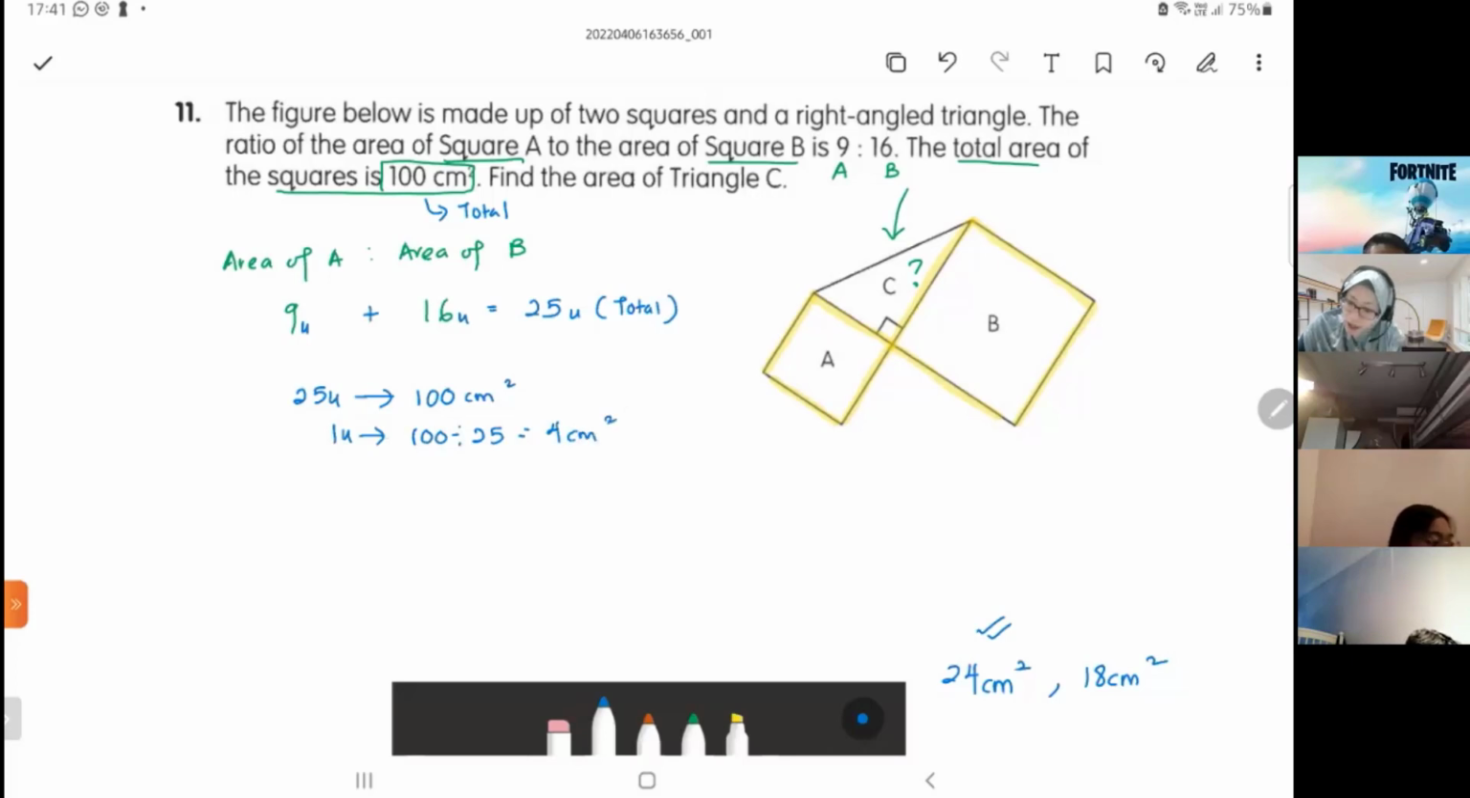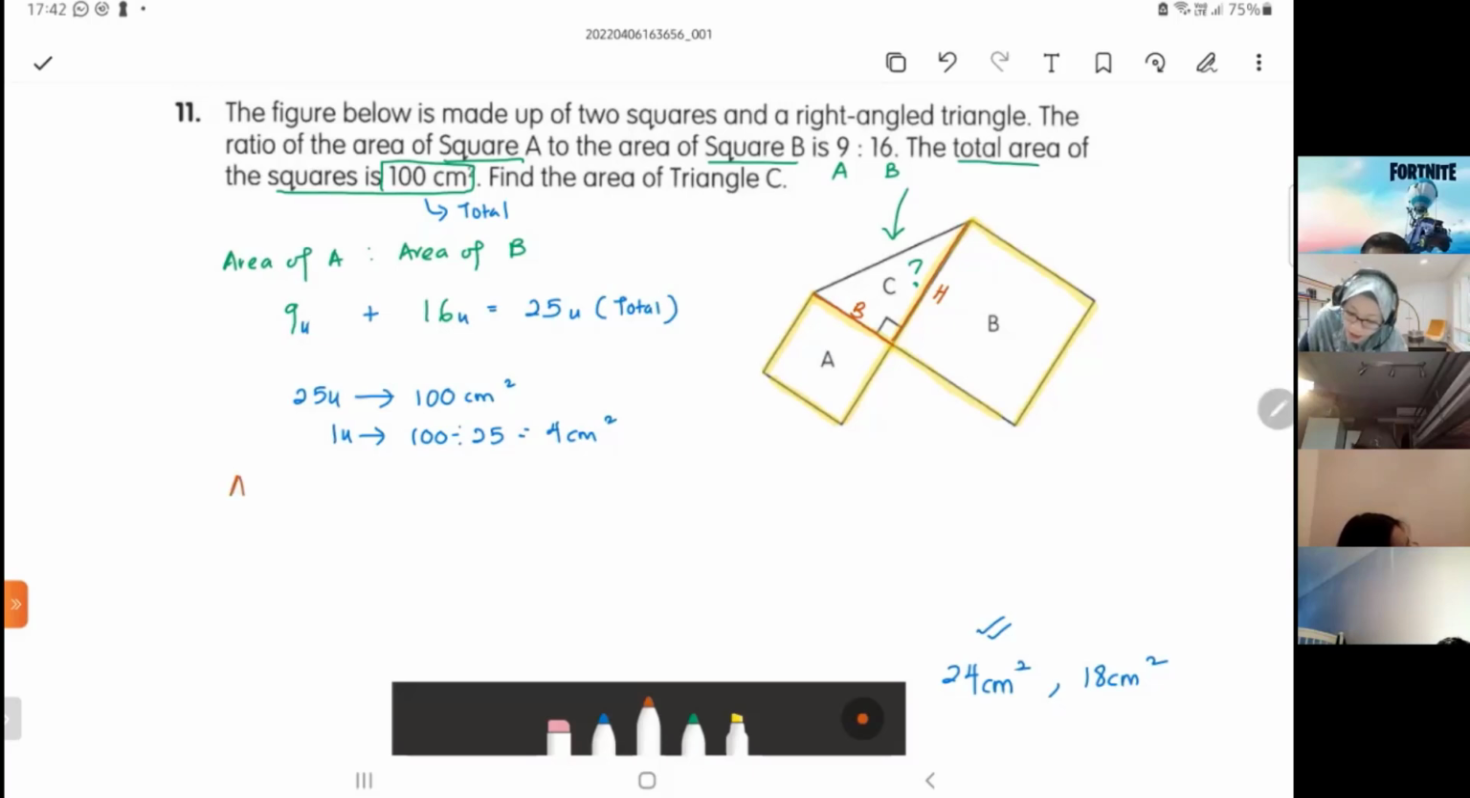Now, I want to find the area of triangle C. To find the area of triangle C, I need to find the sides of the triangle, the base and the height. To find the base and the height, I need to find the side of square A and the side of square B. That is my aim. Okay, so let's find the area of A first.